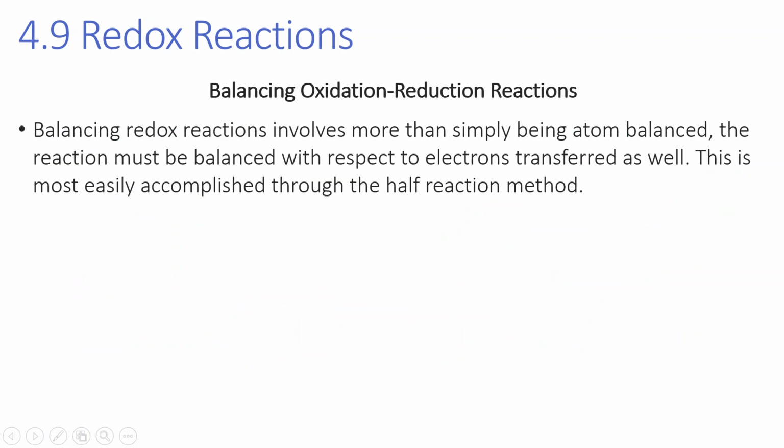So now that we're able to identify oxidation states and we're able to identify our half reactions, we want to be able to balance redox reactions. Now, since redox reactions involve the transfer of electrons, we have to make sure that the reaction is not only atom balanced, we have the same number of atoms on each side, but we also have the same number of electrons being transferred on each side. So this is most easily accomplished through the half reaction method.